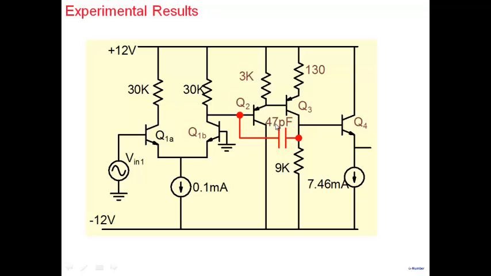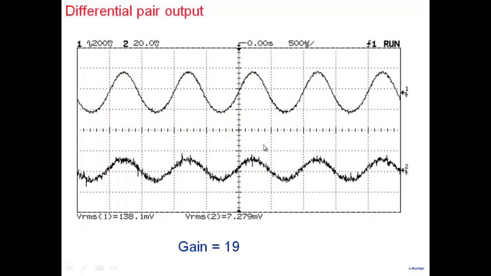You can see 47 pF, because the transistors that we had in the lab were different from the transistor models that we used in the simulation here. So some little bit of tuning and all that is required. So this is the design that was implemented. These are all the experimental results.